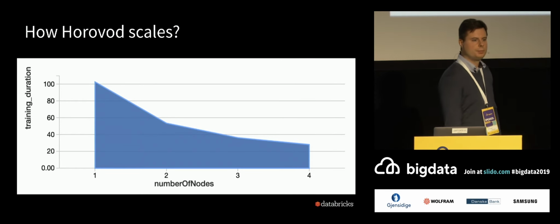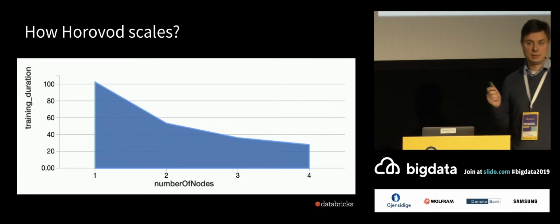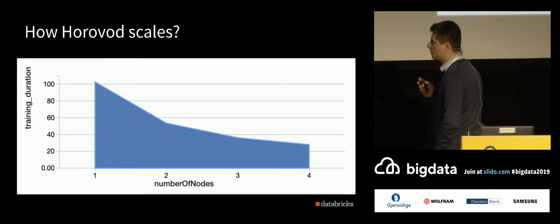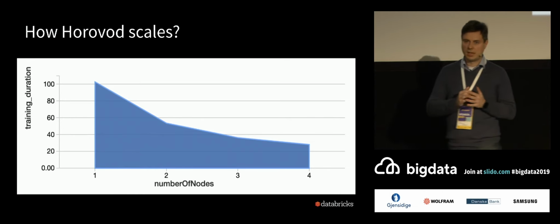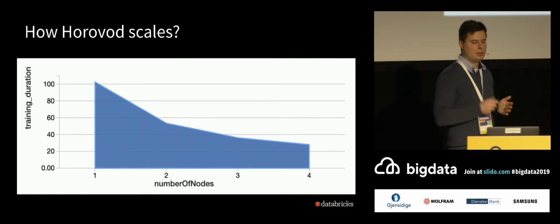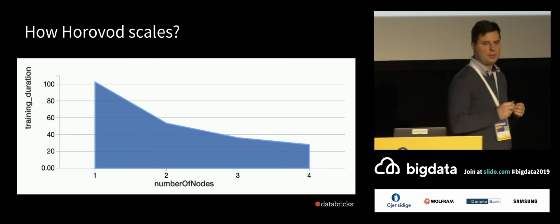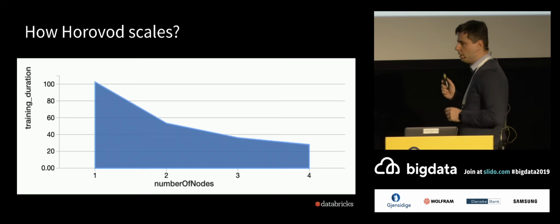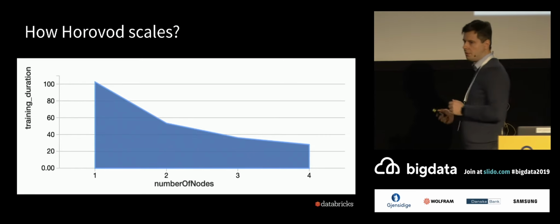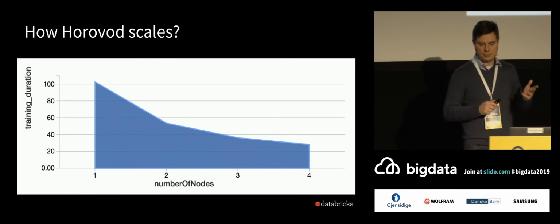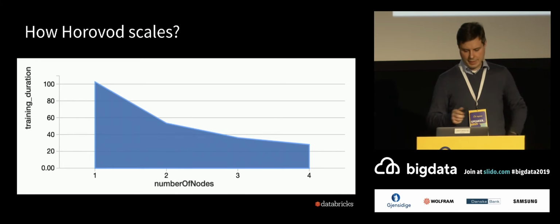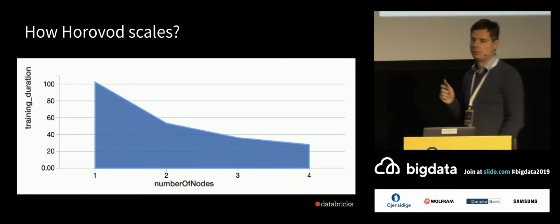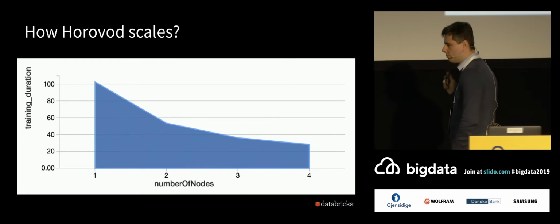So the question is, how does it actually scale, and how expensive is it going to be? Here are the results of one small test. I used DenseNet for this test with a data source of 110 images, which were grayscale chest X-ray images coming from the National Institutes of Health. And I used 1, 2, 3, or 4 nodes, and each node was equipped with 4 GPUs.